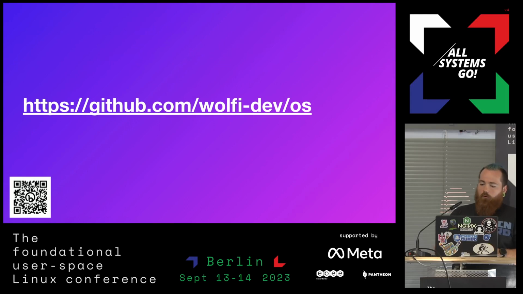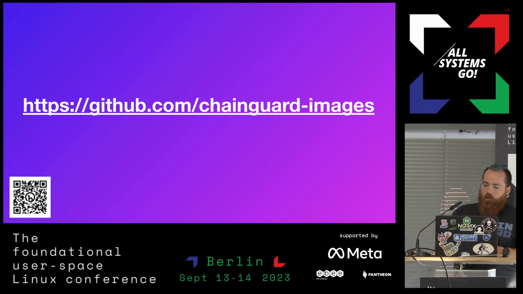If you want to learn more, we have the community options. Wolfi dev OS is where we put all of the community APK packages that we've built, and you can pull those from there. All of the images are in Chainguard images. That is not the right link because it's missing something. It's chainguard.dev/images. The URL should get you there.